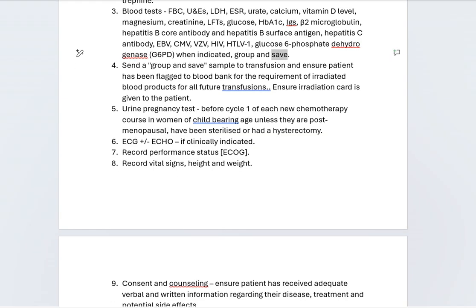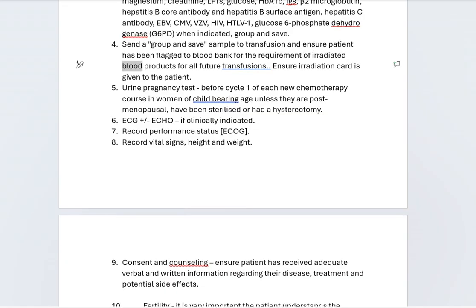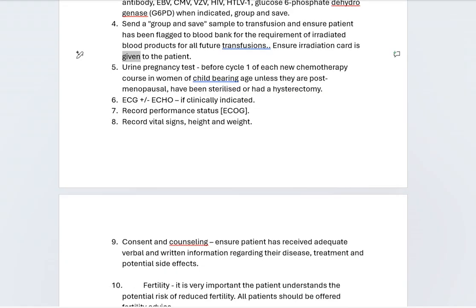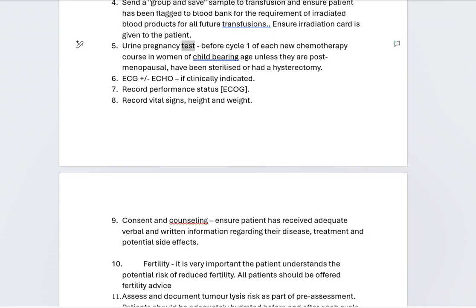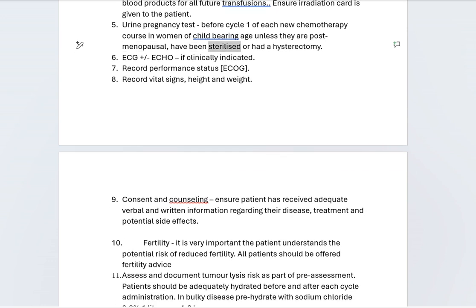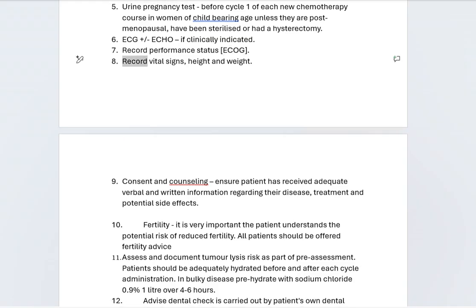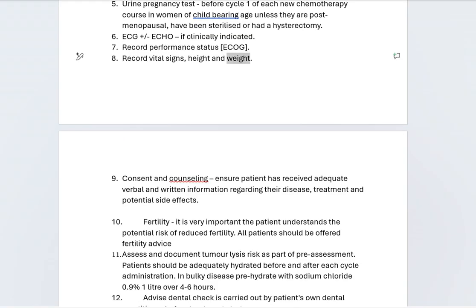indicated. Group and save: send a group and save sample to transfusion and ensure the patient has been flagged to blood bank for the requirement of irradiated blood products for all future transfusions. Ensure an irradiation card is given to the patient. Urine pregnancy test before cycle 1 of each new chemotherapy course in women of childbearing age, unless they are postmenopausal, have been sterilized or had a hysterectomy. ECG plus or minus echo, if clinically indicated. Record performance status, ECOG. Record vital signs, height and weight.